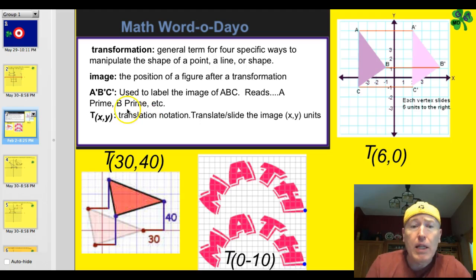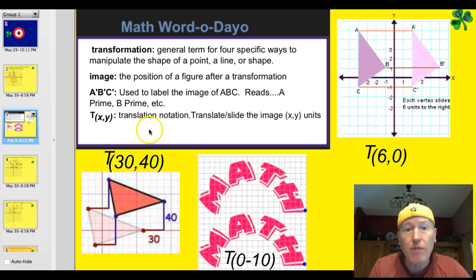All right, and this is translation notation. I'm just showing you that. I don't know if you'll be tested on that, but I want to make sure you're exposed to it. We'll probably say move it 6 units to the left, 3 units down. But I want you used to that translation notation.